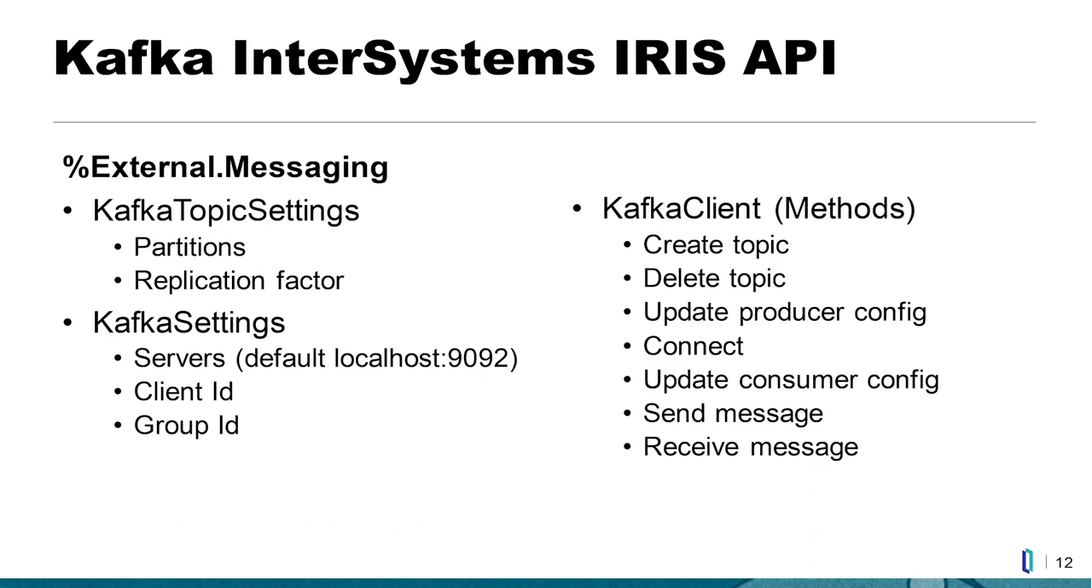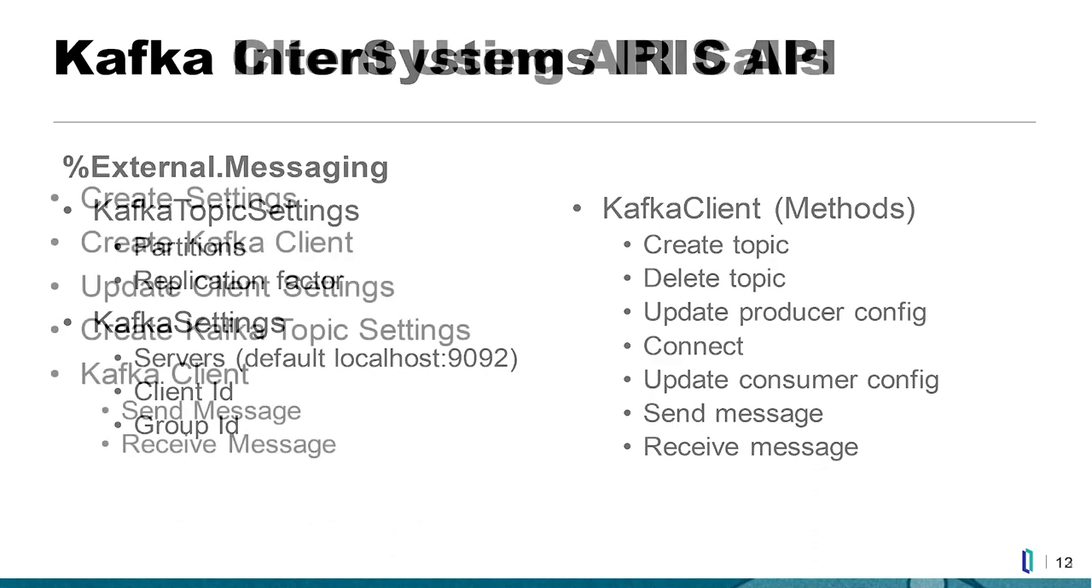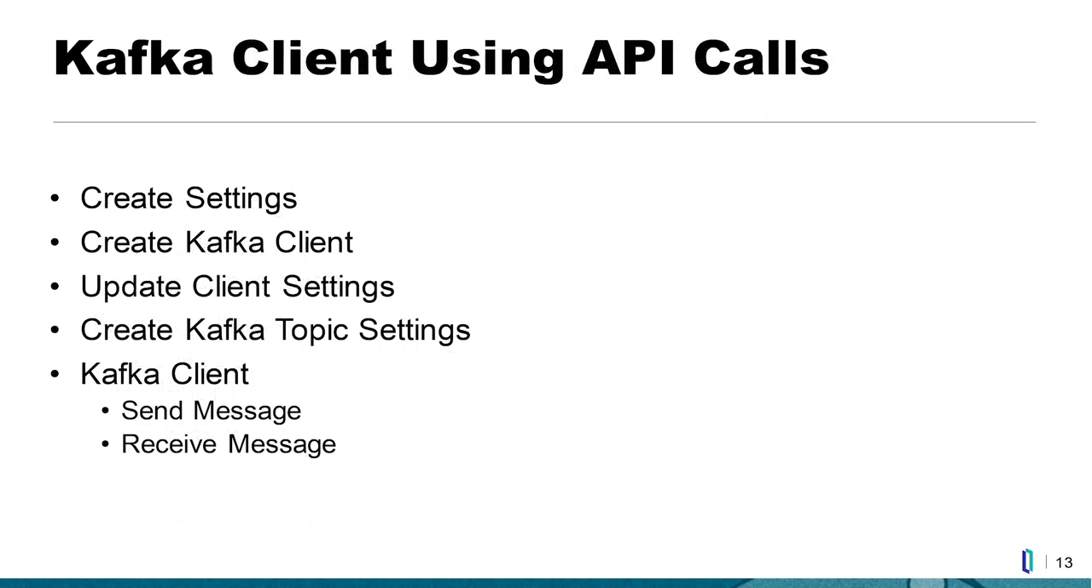Let's take a look at what we might want to do with these calls. You would typically create an object called settings, whatever that might be, and then use those settings to create the Kafka client. Then you update the Kafka client settings if you need to at any point. You can create Kafka topic settings. Then you call the Kafka client and ask it to send the message and receive the message. So this is a very rudimentary look at the way you might make those API calls.